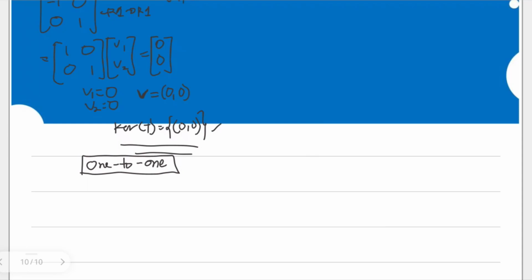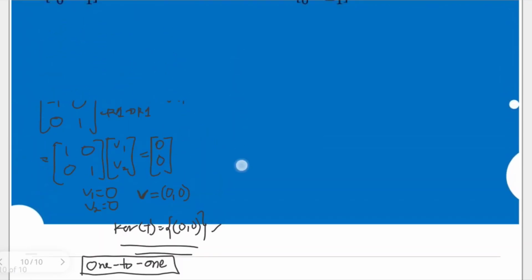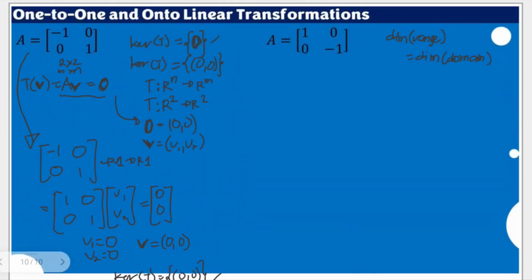Now, how do we show that it's onto? Let's look at our linear transformation described here. You have here R2 to R2. In short, the dimension of your domain, this is your domain, okay? The dimension, let me write it here. The dimension of your domain is equal to 2, as this is the space here, R2.